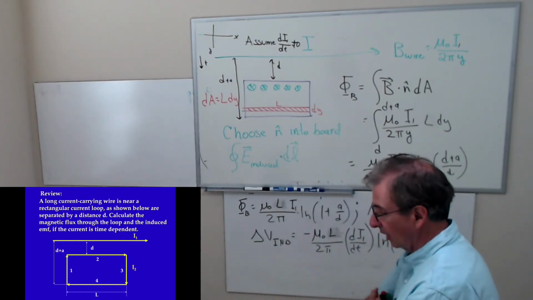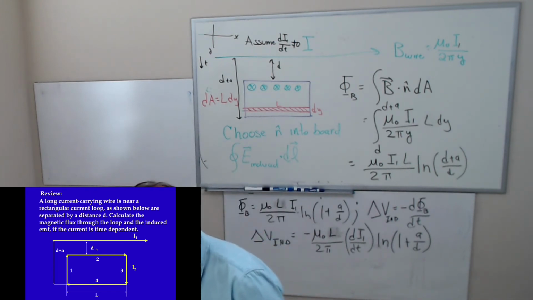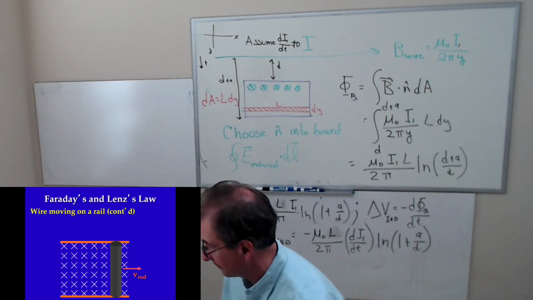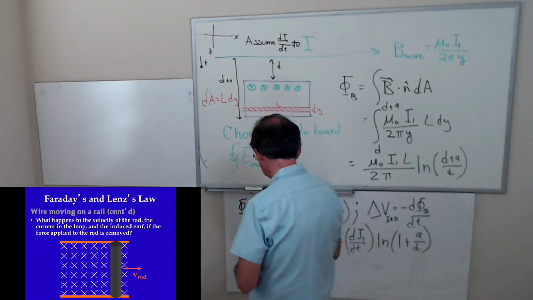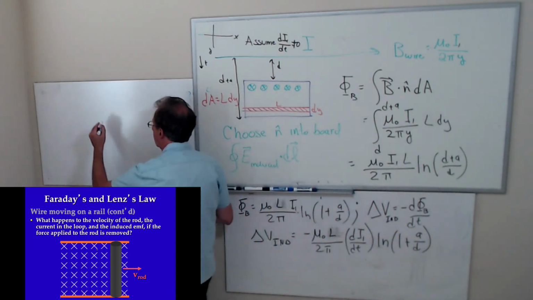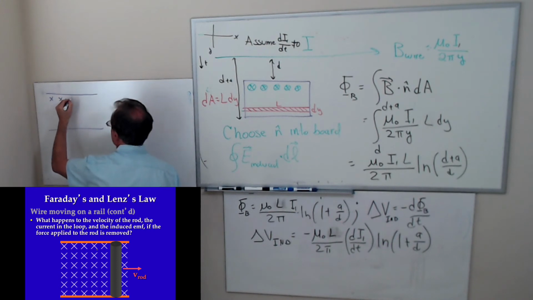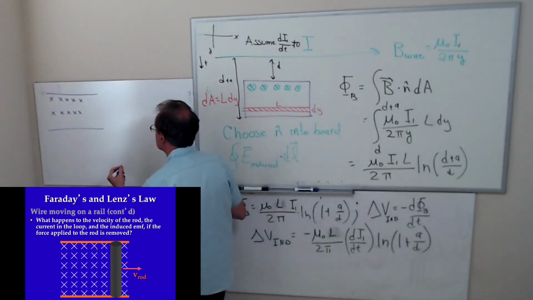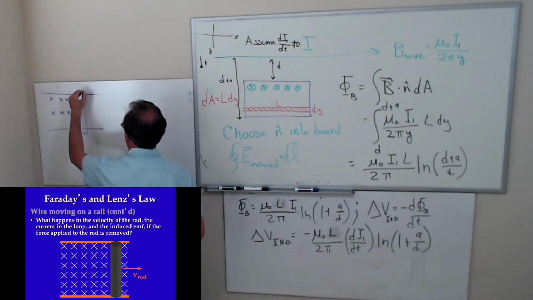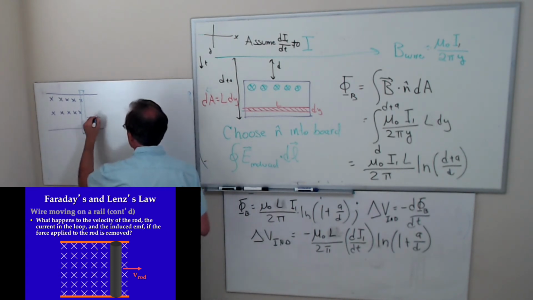Okay. The next problem I want to do is the rail, not the railgun problem, but the wire on the rails. So let's say I have a set of rails with a magnetic field into the board. And I put a rod on here, and the field's everywhere. Okay, I didn't want to draw the field everywhere. I gave the rod some initial velocity v rod.